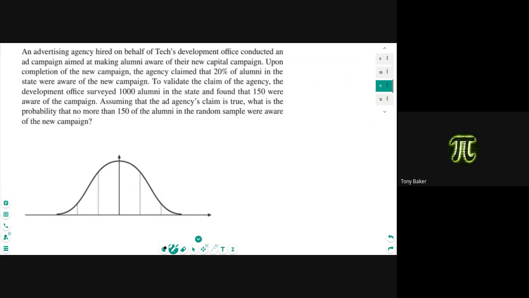Does the binomial give you the standard deviation? No, the binomial doesn't give you the standard deviation, like the one I'm about to do.